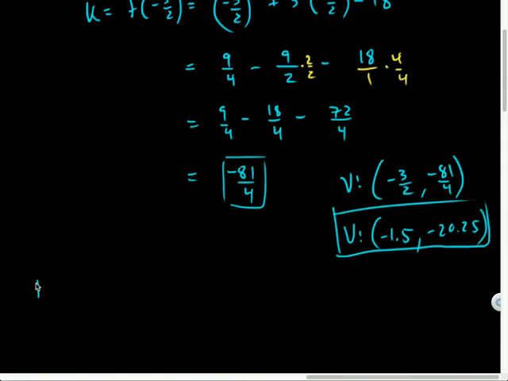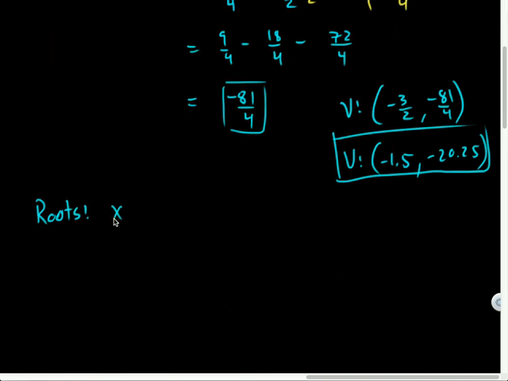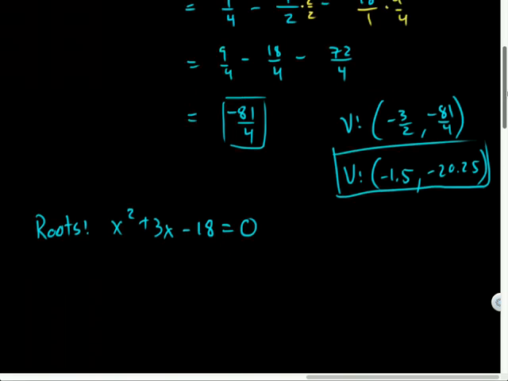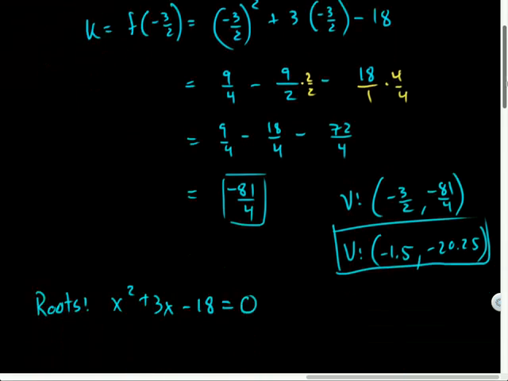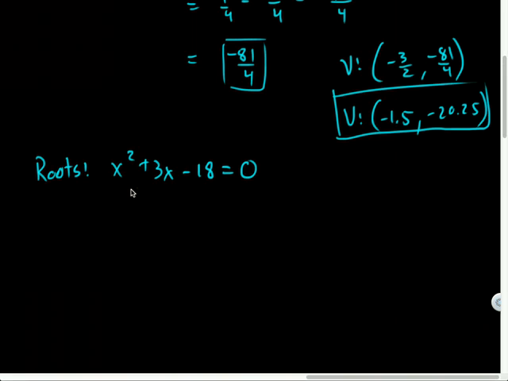How do I find the roots? Set the function equal to 0, x squared plus 3x minus 18. So I think there should be more of us writing this down right now, considering I don't think you guys got this all right. Right? Sure, absolutely.